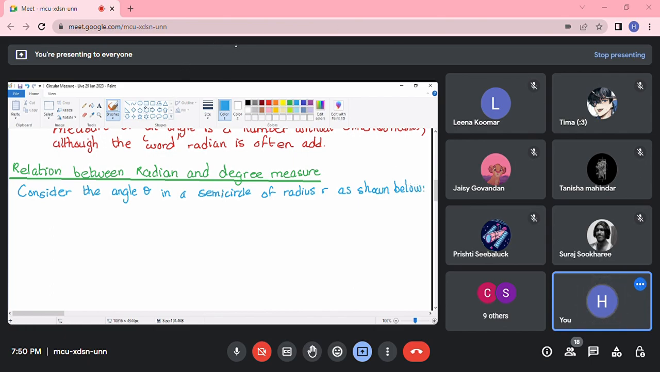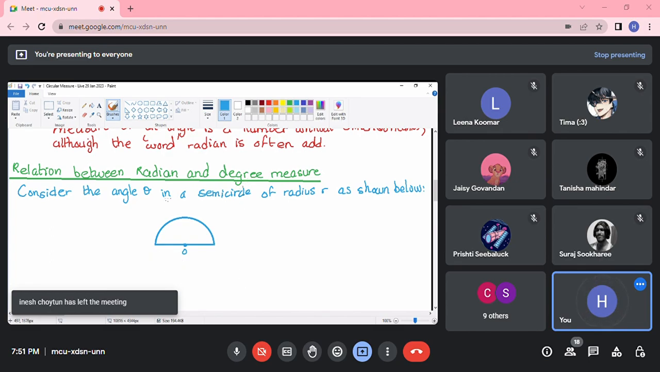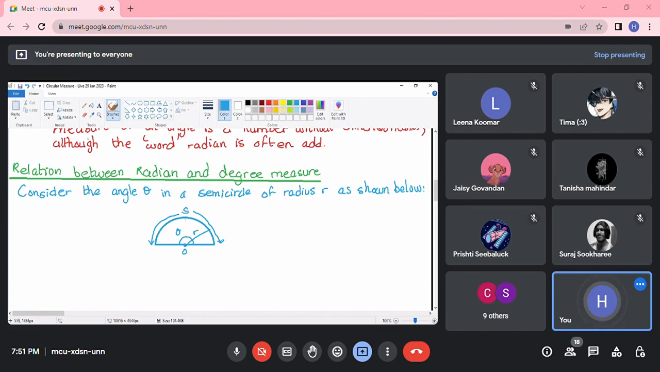Donc, let's draw the semicircle. So this is the center of the circle O. The radius of the circle is O, and this is the angle theta. Et tout ça, from here to here, is known as S, that is the arc length, qu'on a fait trouver dans la première partie de la lecture là.